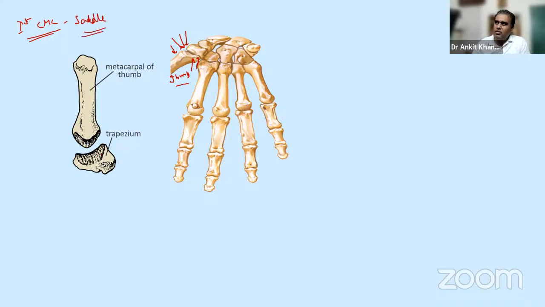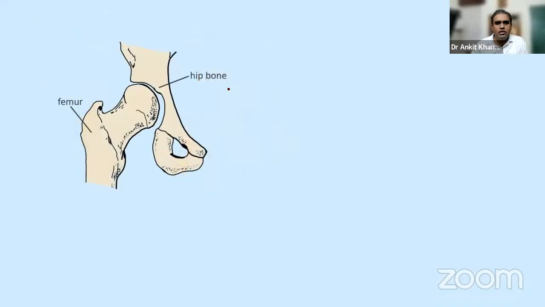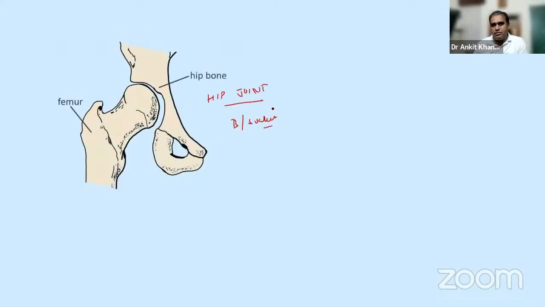The question might come, which carpal is it? So the carpal is the trapezium. This was the carpal and this is the metacarpal of the thumb, the first metacarpal. Okay. Then hip bone and femur, you can already see it is the hip joint. So which variety of joint is it? Ball and socket. It is a ball and socket variety. So these are the various types of joint that one should be very clear with.